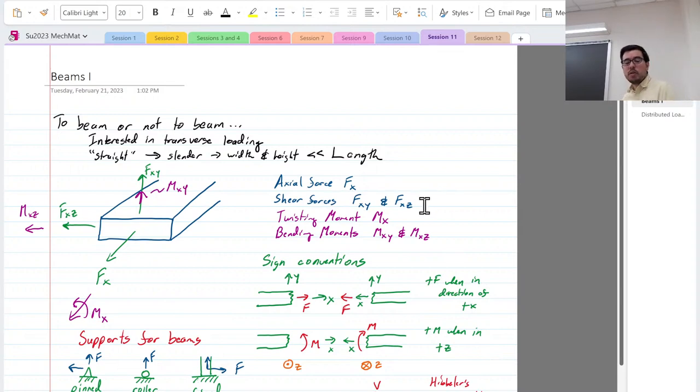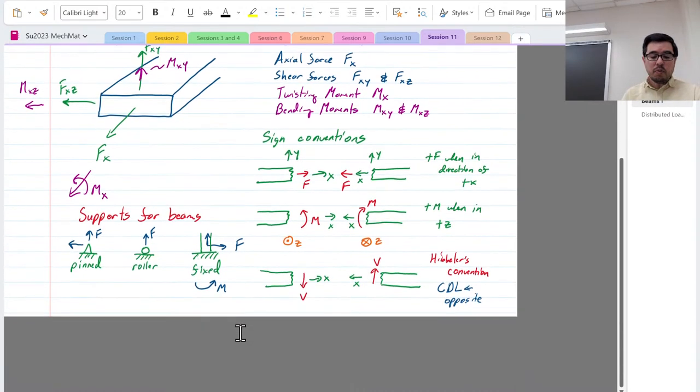We have axial forces, we have shear forces, we have bending moments, and then we have twisting moments. And we're not going to think too much about twisting moments, and we're not going to think too much about axial forces, especially since we've already talked about them. Same thing you could say about twisting moments too.